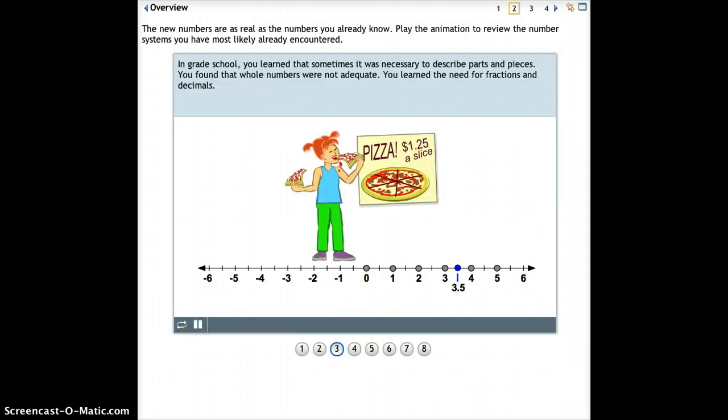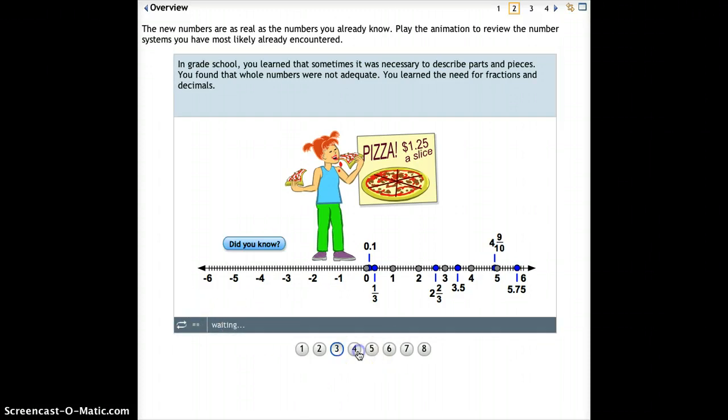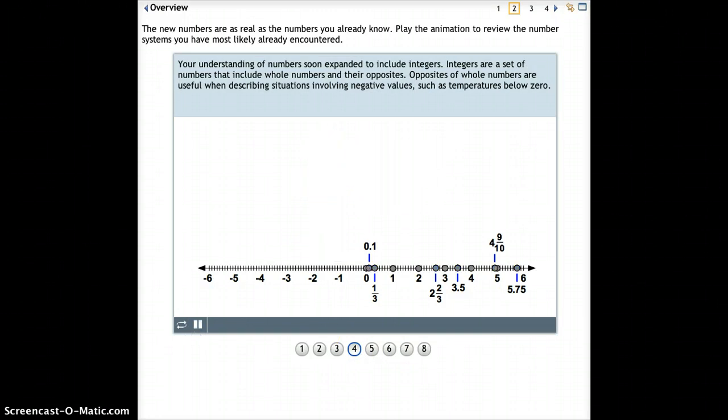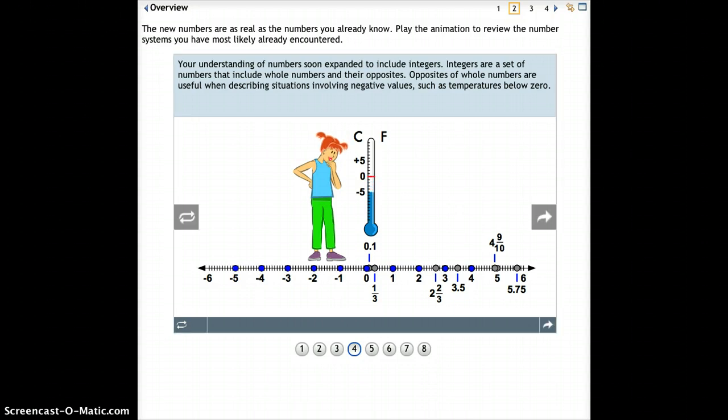In grade school, you learned that sometimes it was necessary to describe parts and pieces. You found that whole numbers were not adequate. You learned the need for fractions and decimals. Your understanding of numbers soon became expanded to include integers. Integers are a set of numbers that include whole numbers and their opposites. Opposites of whole numbers are useful when describing situations involving negative values, such as temperatures below 0.